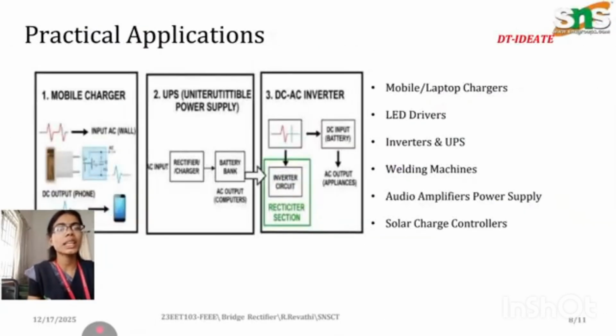So the practical applications: we use it in a mobile charger, UPS, DC to AC inverter. Talking about the UPS, it is used to supply current while the power supply is cut off. It stores the energy in the form of a battery. For charging the battery, we need the AC supply. LED drivers use the DC supply, as do solar charge controllers, audio amplifier power supplies, welding machines, inverters and UPS, LED drivers and mobile and laptop chargers.